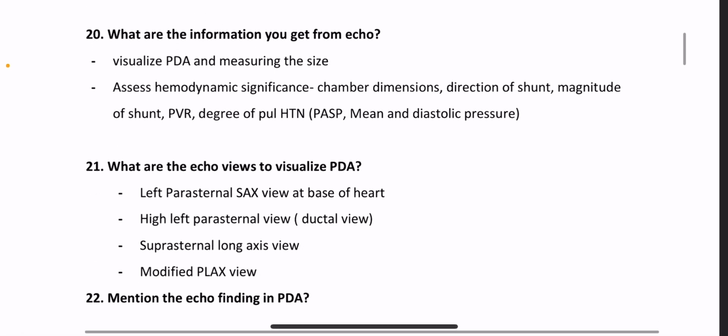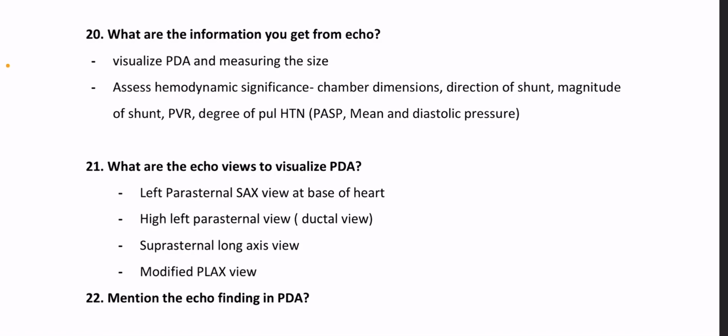What information do you get from echo? Visualize PDA and measuring the size. Assess hemodynamic significance, chamber dimensions, direction of shunt, magnitude of shunt, PVR, degree of pulmonary hypertension, pulmonary artery systolic pressure and mean and diastolic pressure.